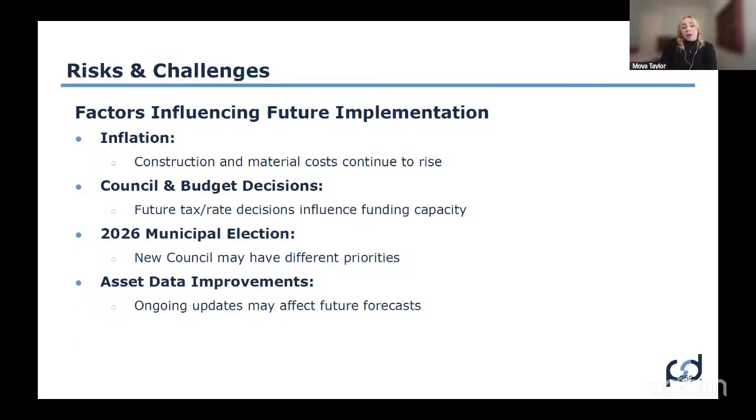Council decisions regarding future tax and rate increases will also impact the township's ability to achieve those long-term funding goals. And with the election coming up in 2026, that can also affect future priorities and funding decisions. And finally, as the condition information and inventory information continues to improve, that could impact future forecasts and you might have more accurate data becoming available for future forecasting. Next slide, please.